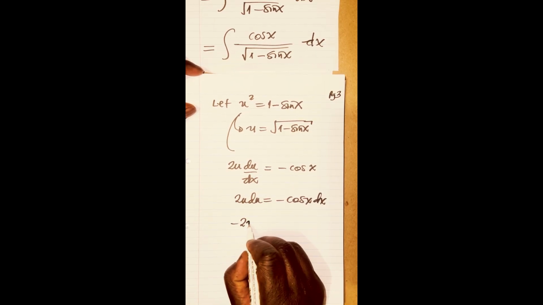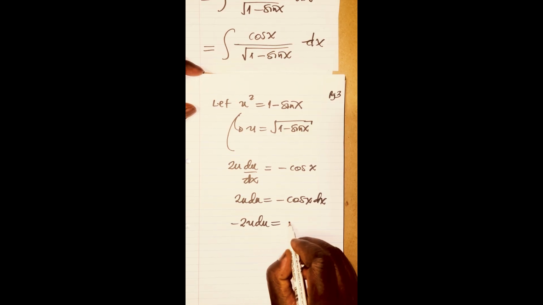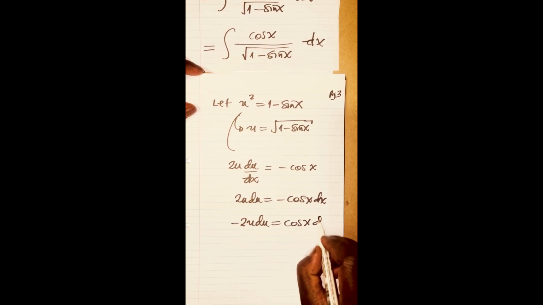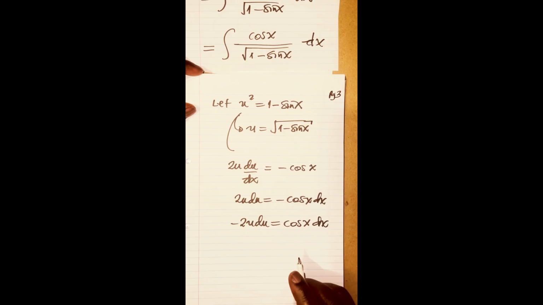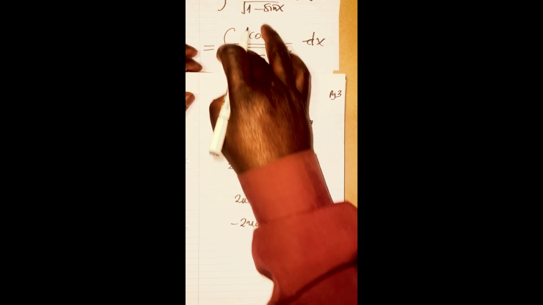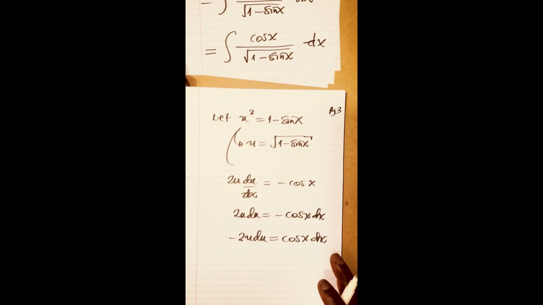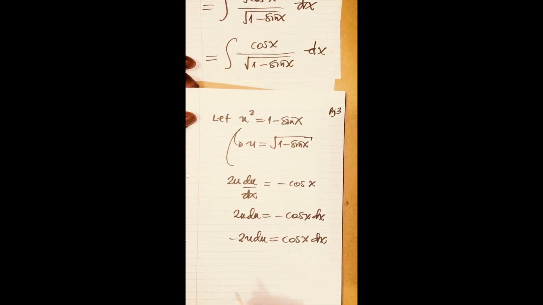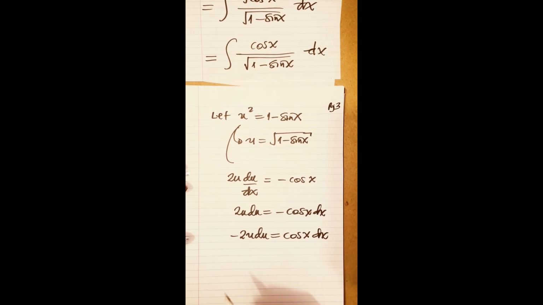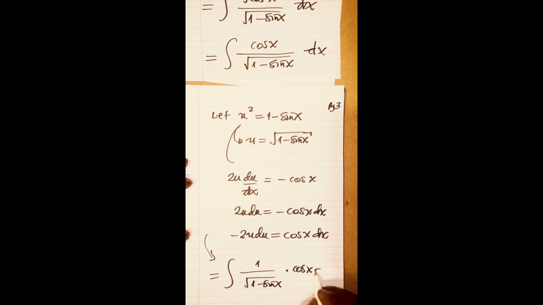Minus 2u du equals cos of x dx. Why am I doing this? Because if you look at this integral here, we can transform it as follows. We say that integral is the same as the integral of 1 all over square root of 1 minus sine x times cosine of x dx.